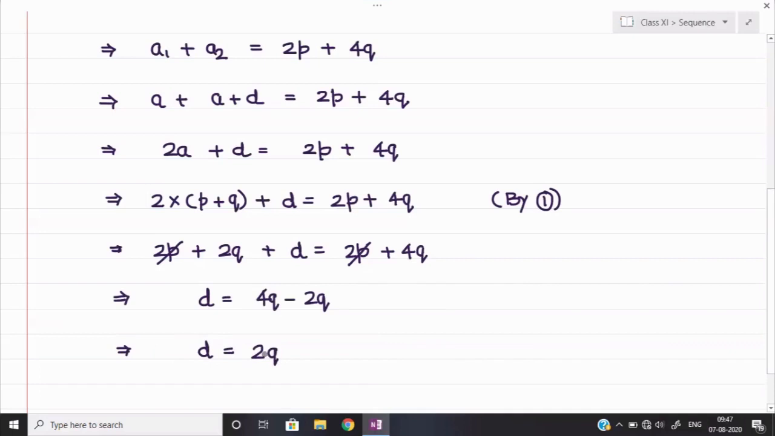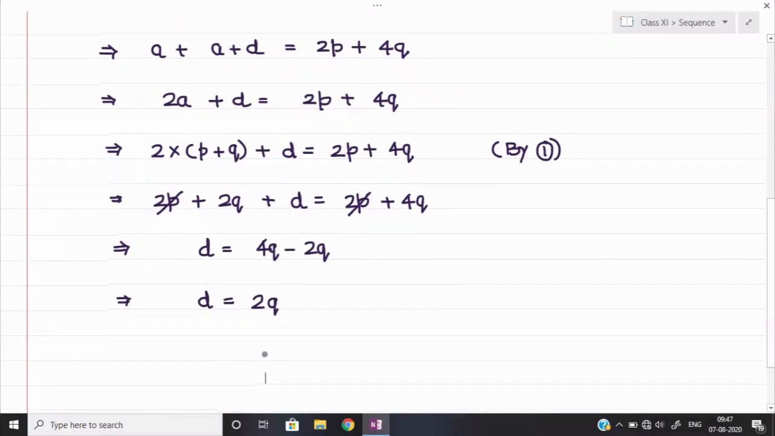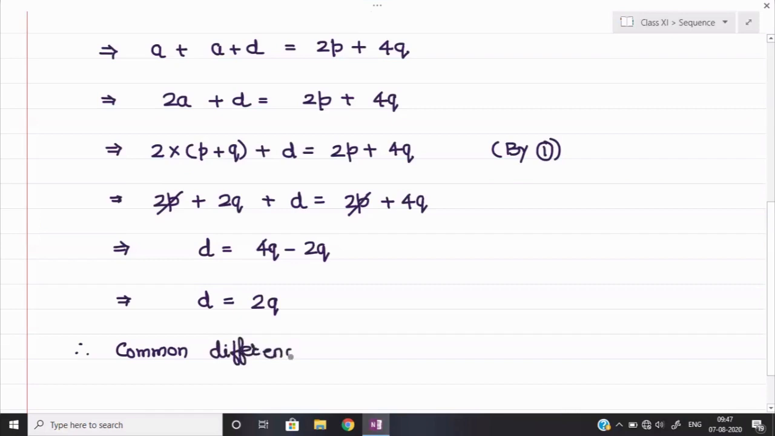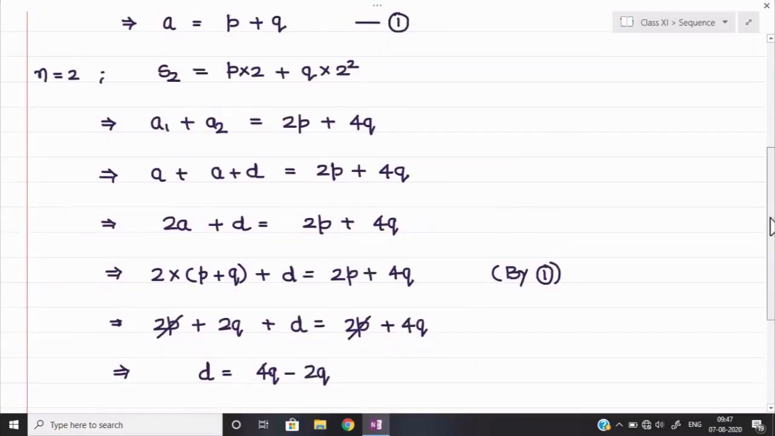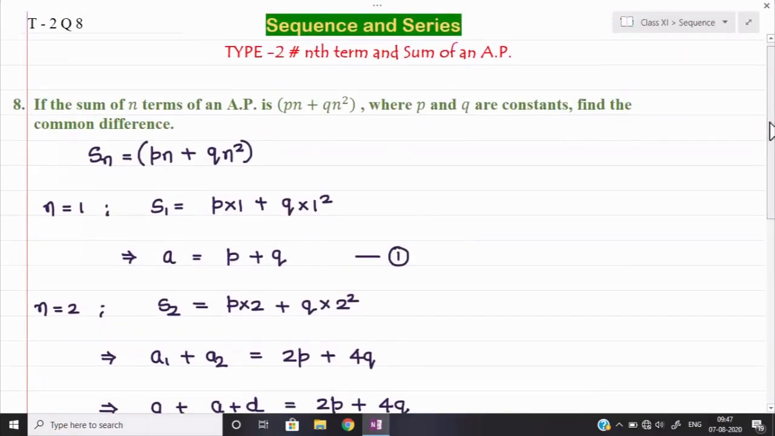And see what we get here. We got the common difference, and in the question they were asking for the common difference only. So this is our answer. We can say that therefore the common difference is 2Q. So this is your answer. You can check once, were they asking for the common difference only? Yes, they were asking for the common difference only over there.